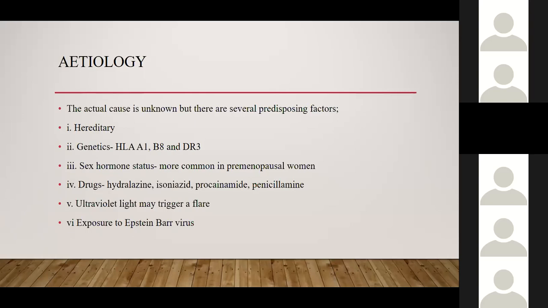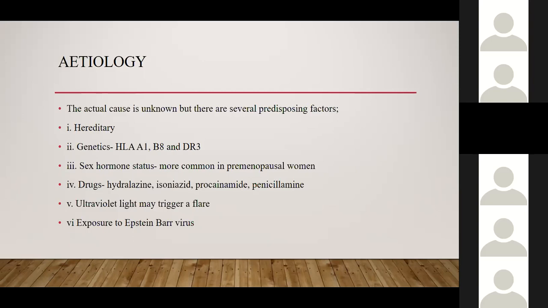It's also common in premenopausal women, as you saw the age range, 20 to 40, and there's sort of a relation to the hormonal state. So in premenopausal women, we know that their estrogen and all that is working well. So, I mean, it's at a higher level. And so there's some sort of link to their hormonal status and developing SLE.